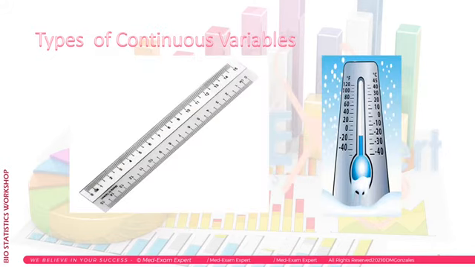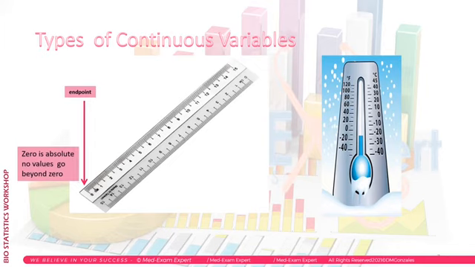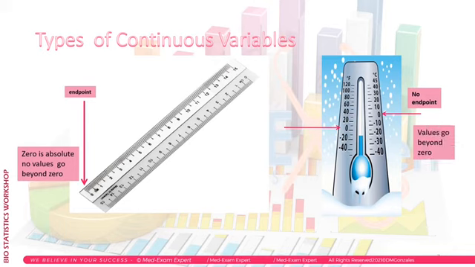So for the types of continuous variable, I've mentioned to you we have two types: your interval and your ratio. So how will you determine which is which? Look at these two diagrams. We have your ruler and your temperature. Your ruler has a 0 at the end. So this is the end point. That means 0 is absolute and no values go beyond 0. Unlike in your temperature, the 0 is in the middle. So there is no endpoint, and the values can go beyond 0.